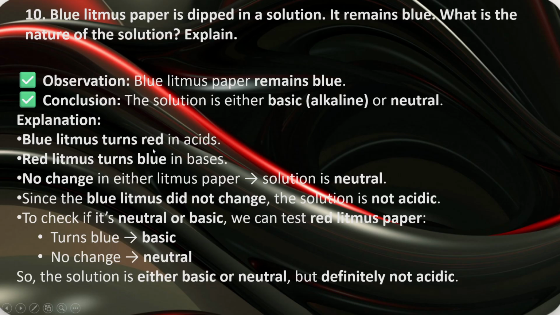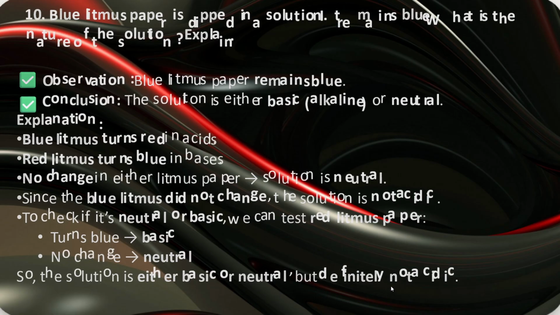Explanation: blue litmus turns red in acids. Red litmus turns blue in bases. No change in either litmus paper means the solution is neutral. Since the blue litmus did not change, the solution is not acidic. To check if it is neutral or basic, we can test with red litmus paper: if it turns blue, basic; if no change, neutral. So the solution is either basic or neutral, but definitely not acidic.